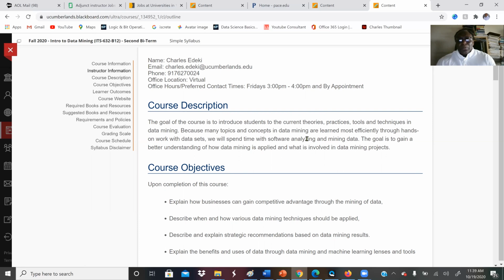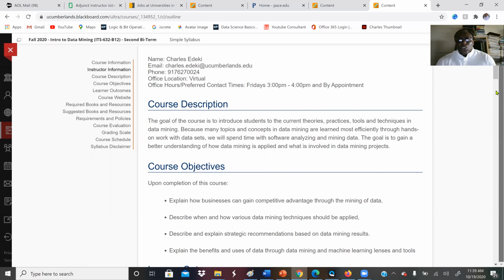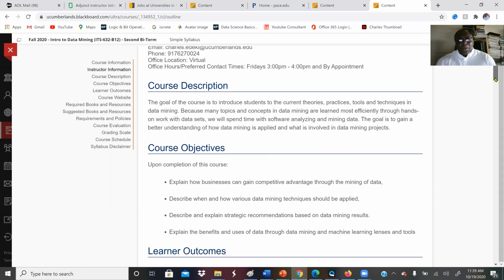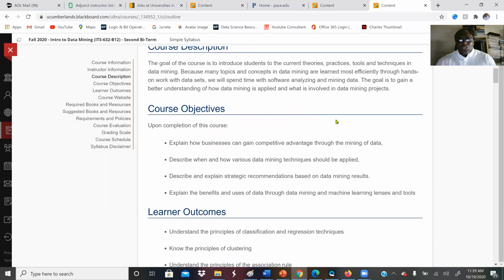So the course description: this course is Introduction to Data Mining, but again, it's a graduate level course. So it's not an undergrad introduction course. This means that even though the course name is Introduction to Data Mining, we are going to also discuss some advanced materials in data mining.